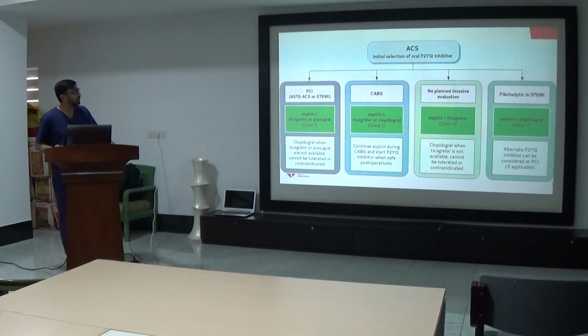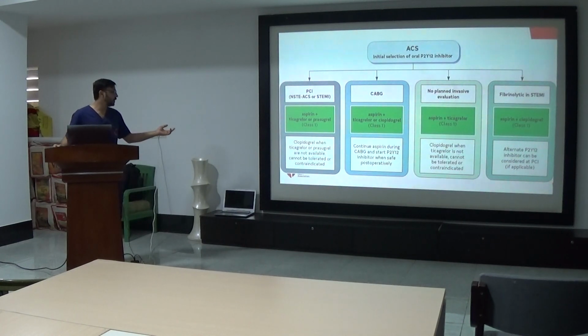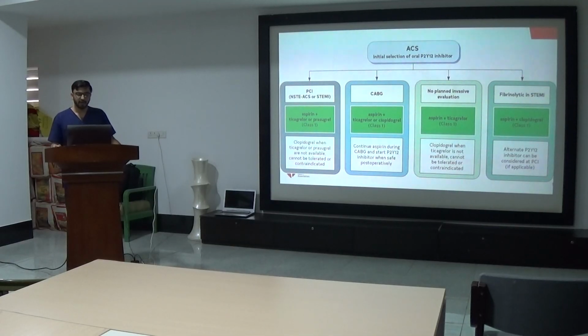So the summarization of the previous slide: in a patient of ACS, for initial selection of a P2Y12 oral inhibitor, if the patient underwent PCI, whether it is ST elevation MI or non-ST elevation MI, aspirin plus ticagrelor or prasugrel is class 1. Clopidogrel we can use in that condition when prasugrel or ticagrelor is not available or not tolerated. If the patient is undergoing CABG, they say continue aspirin with clopidogrel or ticagrelor, and start the P2Y12 inhibitor post-operatively.